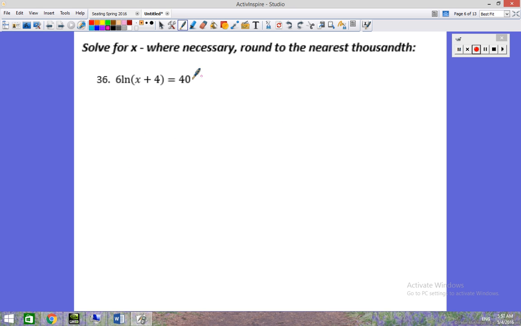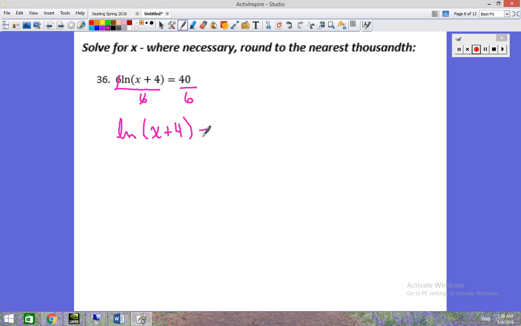Our next one is not an exponential equation, it's a log equation. On the left-hand side, we have two factors. We've got this 6, and then it's being multiplied by this other number, and this number is the natural log of x plus 4. So we need to get the factor that has the variable by itself, so we need to divide both sides of the equation by 6. Here, since that's multiplication, the 6 divided by 6 is 1. We have the natural log of x plus 4.